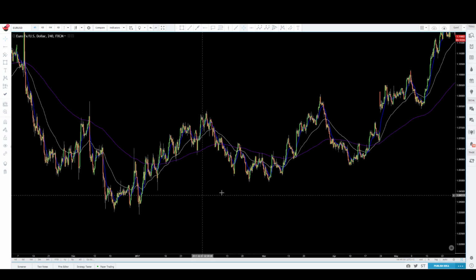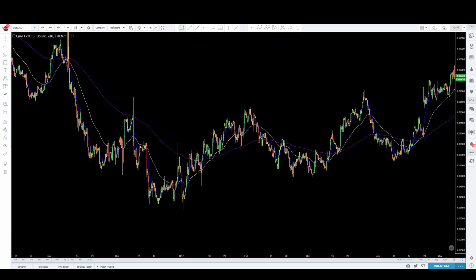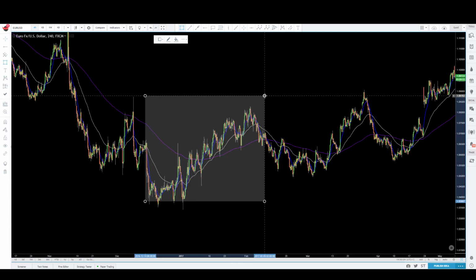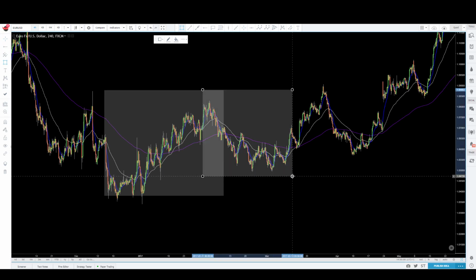In this case, we're actually back in, I think, the 2016 timeframe, but just isolate a certain area. We can easily see that this is an uptrend here. Then we have a downtrend here, right? And then we have another uptrend.